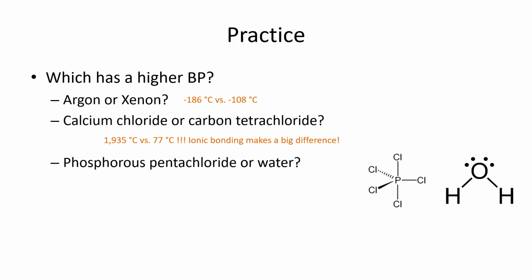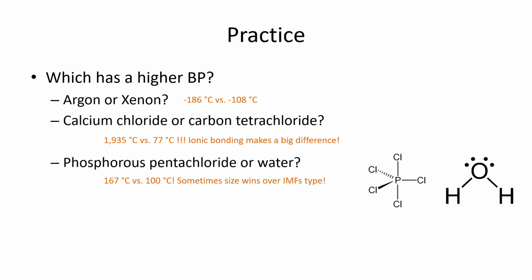So based on the intermolecular forces type alone, water should have a higher boiling point because it's got the strong hydrogen bonding, whereas the nonpolar phosphorus pentachloride is instead relying on induced dipole interactions. But you'll notice it has a higher boiling point. Why? Size. Since it's so much larger than water, the size is actually going to win out over intermolecular forces.